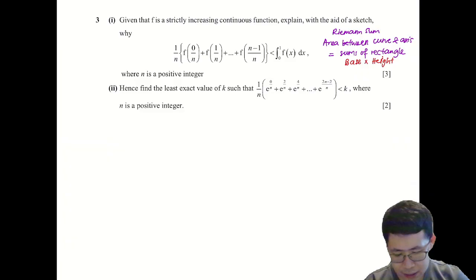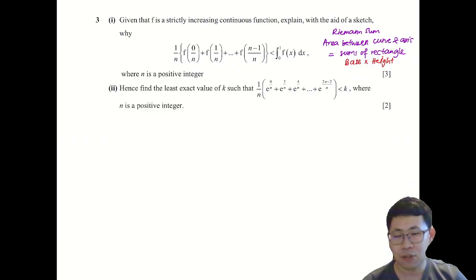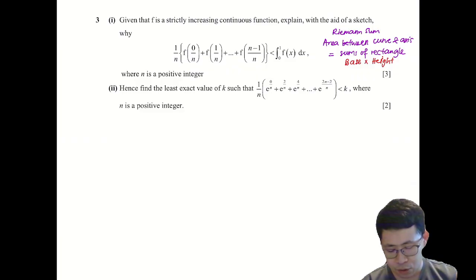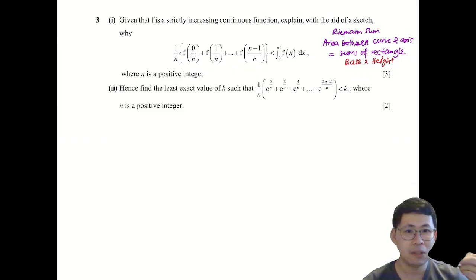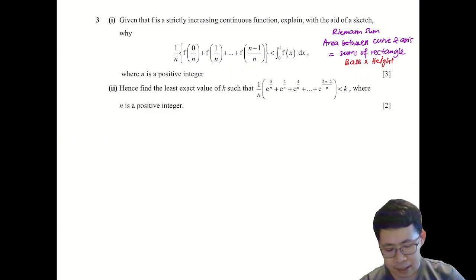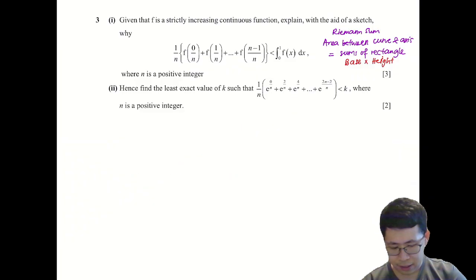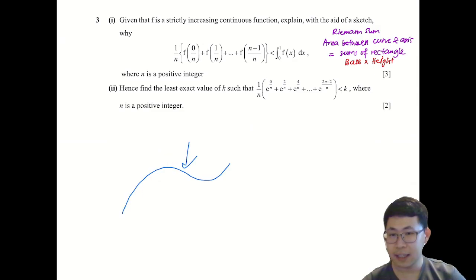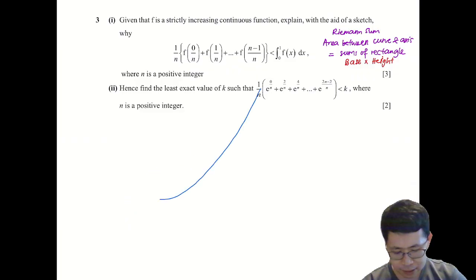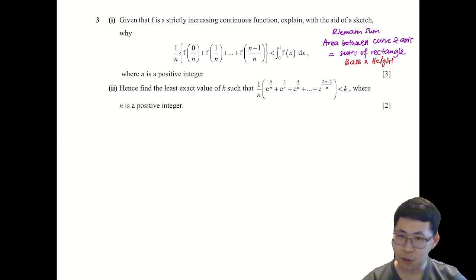So let's do our setup over here, with the aid of a sketch. Likely we'll need to sketch a graph. Given that f is a strictly increasing continuous function, this means that the function must increase. It cannot be stationary, meaning it cannot be constant. It cannot have a turning point like that, because this is decreasing in the middle part; it has to be strictly increasing. It cannot be like this also, because this part is decreasing. So strictly increasing continuous function.